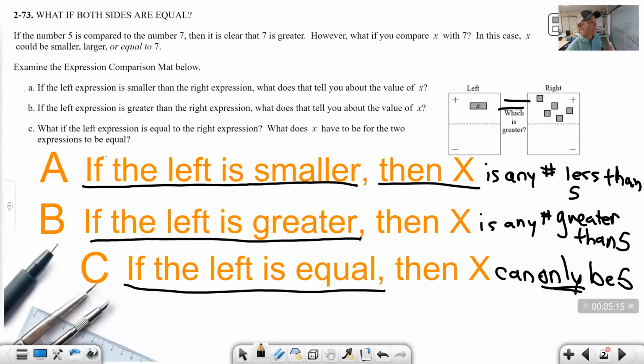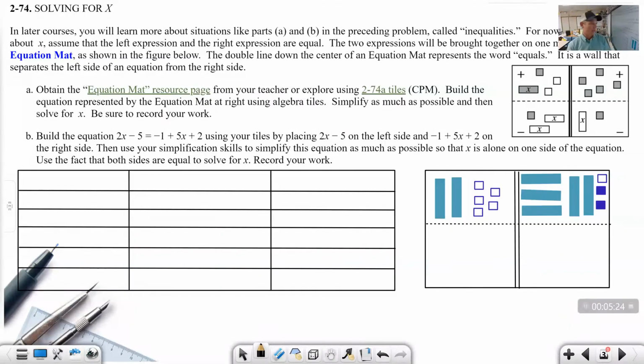And this is where we're going to begin to transition away from these comparison mats of less than and greater than, and we're going to switch to equation mats. So we're going to deal with equation mats for a couple of problems. So, solving for x. You'll notice on your notebooks in lesson 218, problem 2-74 has 2 expression mats. Notice mine has 6 rows and you only have 4. You're going to need 2 more rows down at the bottom.